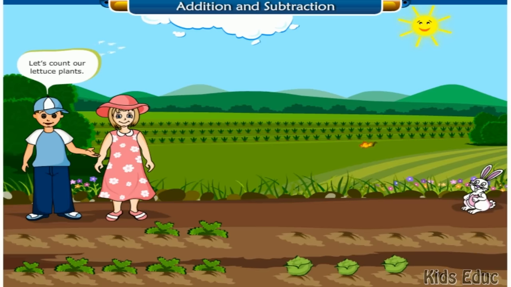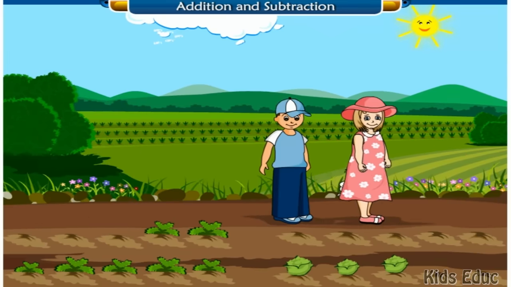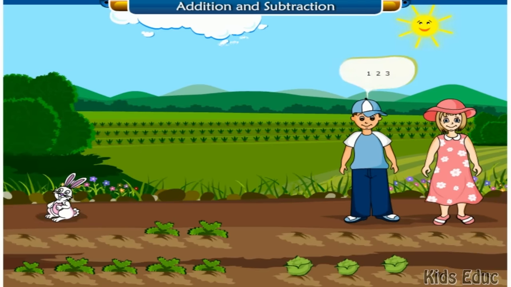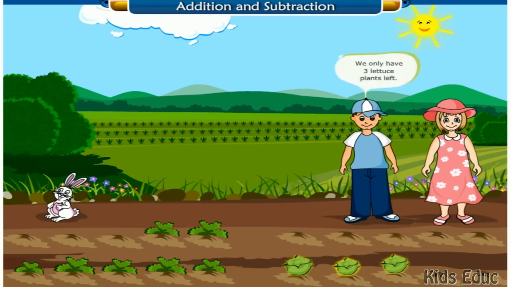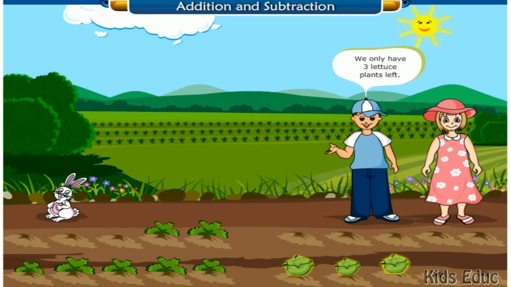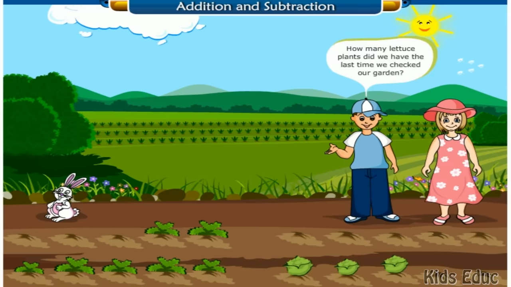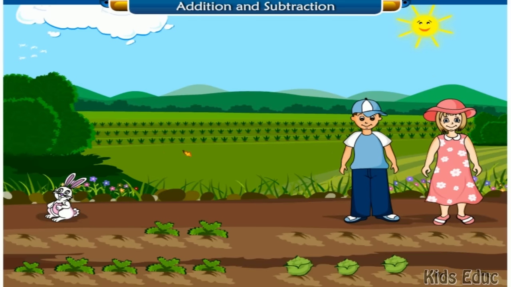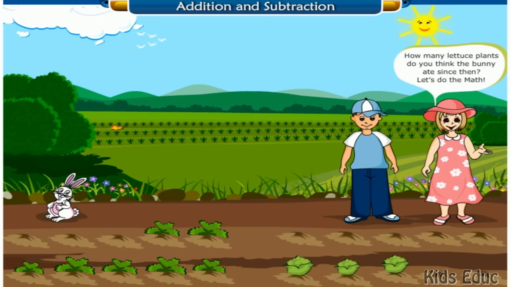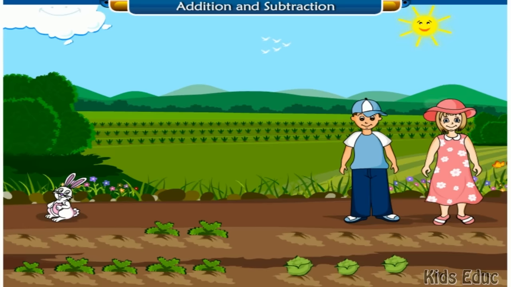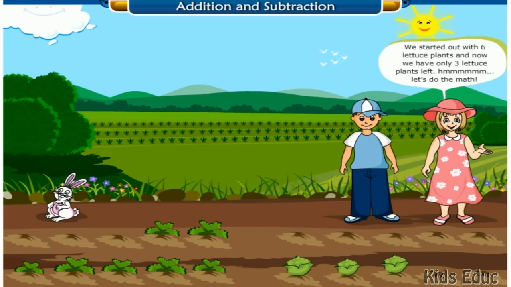Let's count our lettuce plants. One, two, three. We only have 3 lettuce plants left. How many lettuce plants did we have the last time we checked our garden? We had 6 lettuce plants. How many lettuce plants do you think the bunny ate since then? Let's do the math. We started out with 6 lettuce plants, and now we have only 3 lettuce plants left.